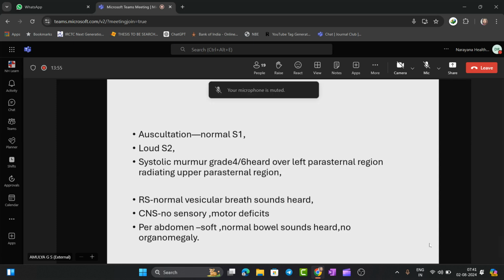No other murmurs appreciated. Respiratory system, normal vesicular breath sounds heard. Coming to central nervous system, no sensory or motor deficits noted. Per abdomen was soft, normal bowel sounds heard, no organomegaly.